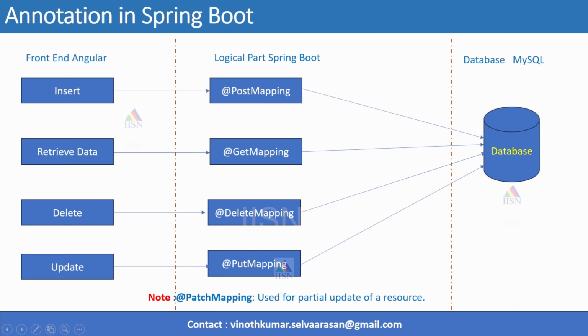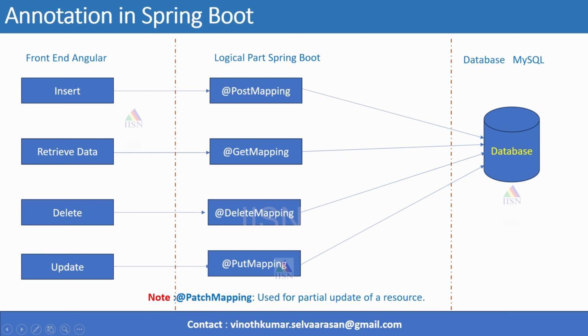The next one is retrieving data. For example, on the Amazon website, you want to purchase a mobile phone, so you type mobile and click the search button. For searching or retrieval based operations, you can use GetMapping. GetMapping is just going to retrieve the information from the database.